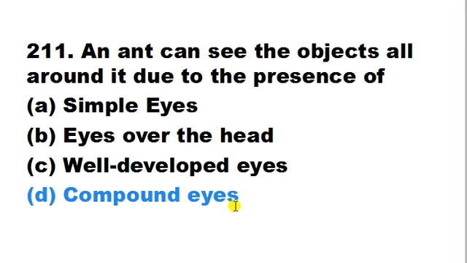Compound eyes are made up of small, numerous lenses attached together. So it is a property of compound eyes to see objects all around, that means in 3 directions. So the correct answer is D.